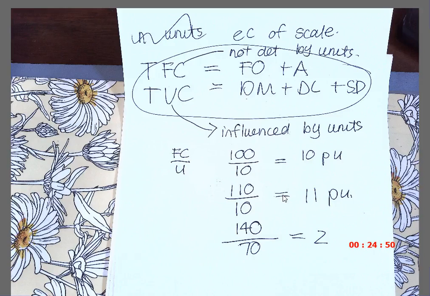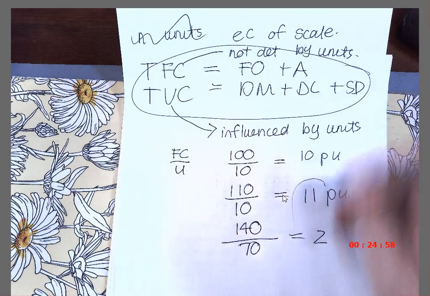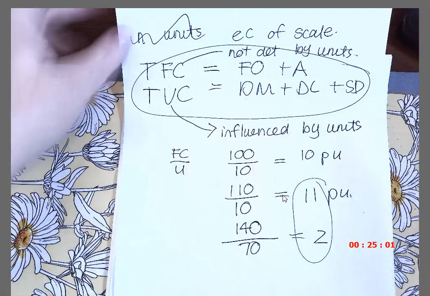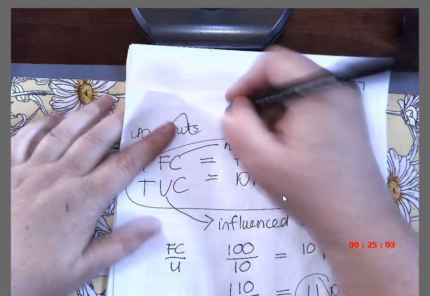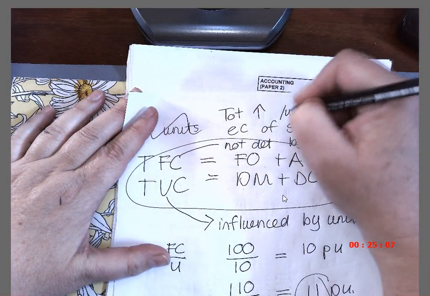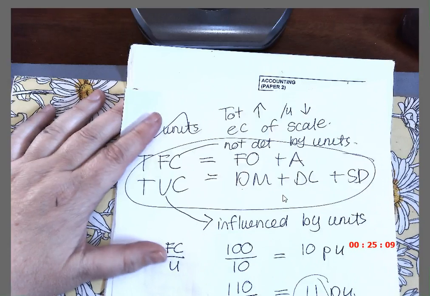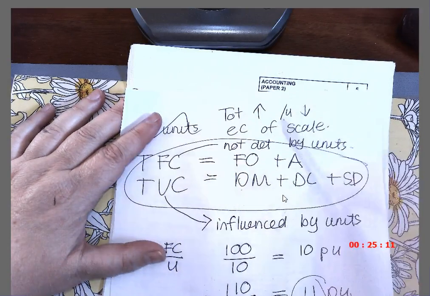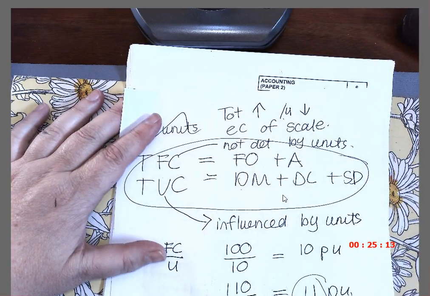Why should he not be? Should he be concerned? Then you go look. If you work it out per unit, what's happening to the per unit? So in other words, what is economies of scale? It's the total increases, but the per unit decreases. And why is it that the per unit decreases? Because the units we are producing is decreasing.